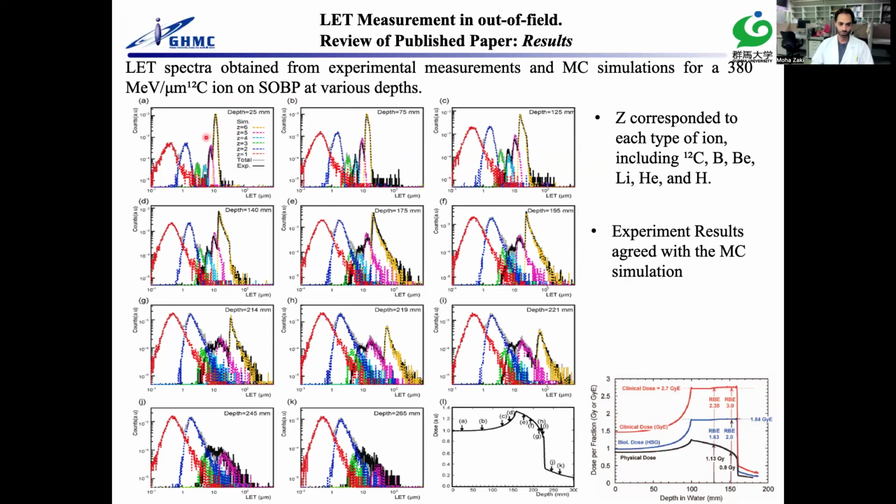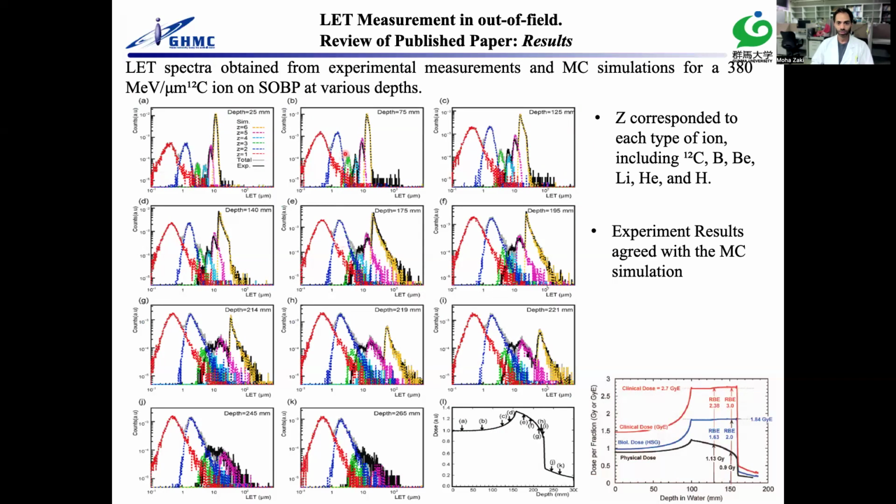To clarify this, they measure the LET spectra from all particles at each point in the depth of the Bragg peak. For example, figure A corresponds to this point in depth, which should correspond to this point on the biological dose, approximately this point. It's going to be somewhere here.